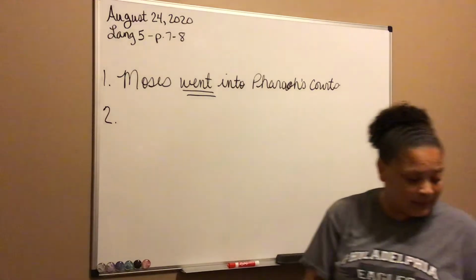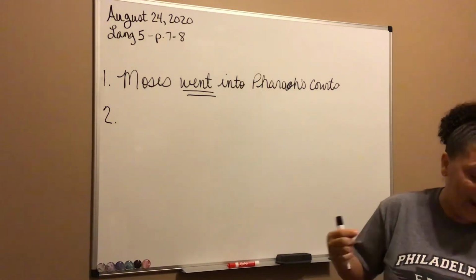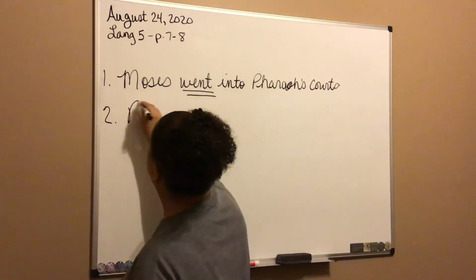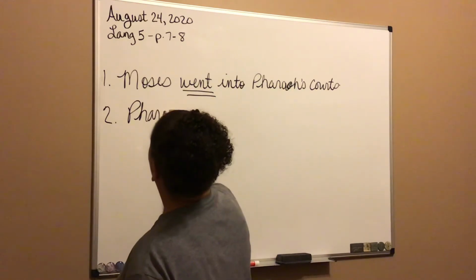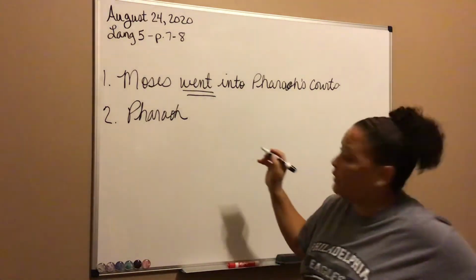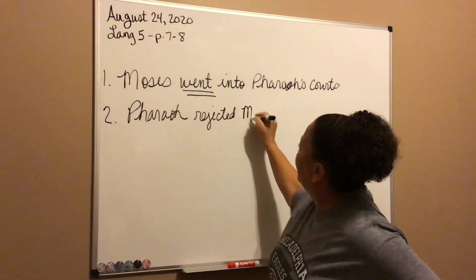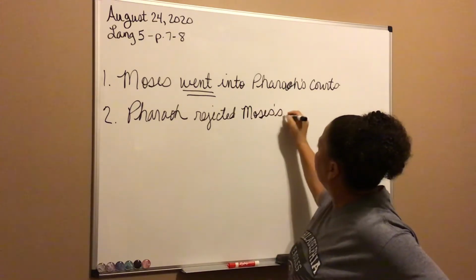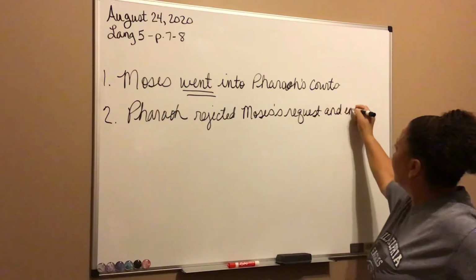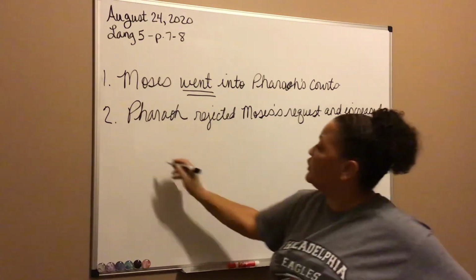So for number 2. Number 2 says, Pharaoh rejected Moses' request and increased the work of the Israelites. So give me a minute. Pharaoh rejected Moses' request. And increased the work of the Israelites.